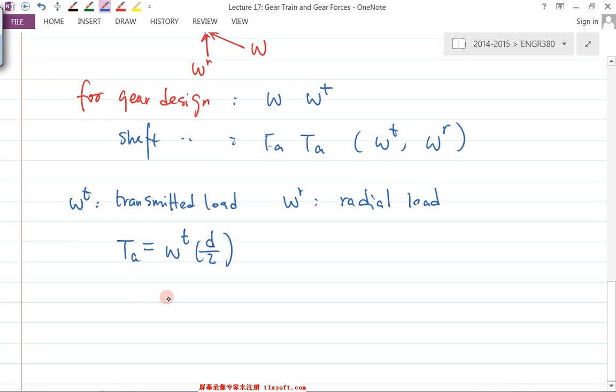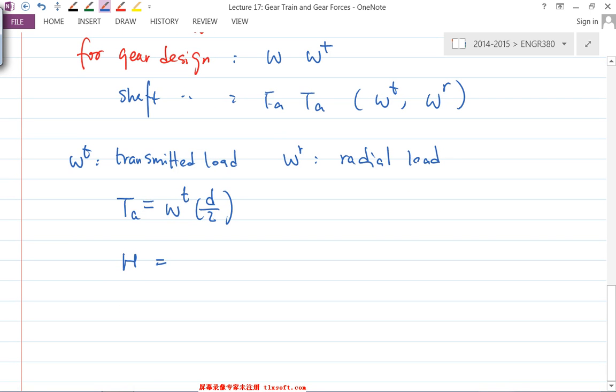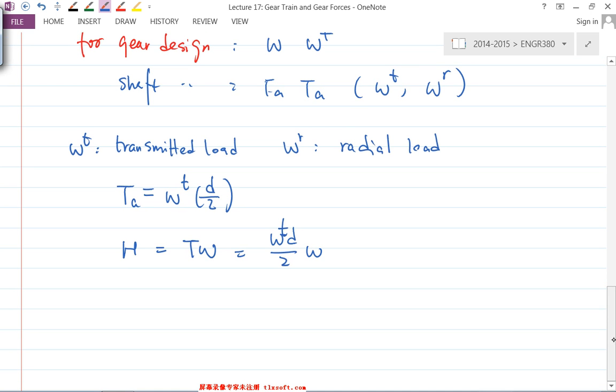And as we're going to learn next, often when you design, you'll be given certain horsepower, a desired power output for the system. So for the power H transmitted by the gear, it's basically torque times the angular velocity omega. You can put these two together. That's your power transmitted from one gear to another, and it can be calculated using this.